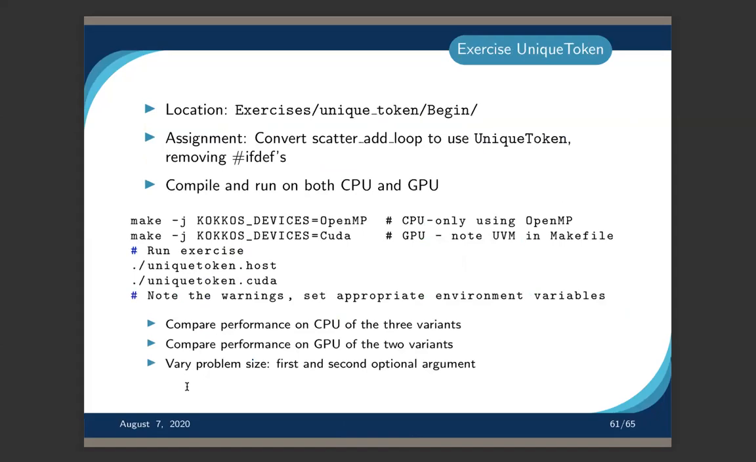We like our exercises. It's actually a pretty simple exercise, but it uses the scatter add loop from before. Just that we now always use duplication, and we use unique token to figure out which duplicated version we want. It actually is almost exactly what ScatterView does internally.